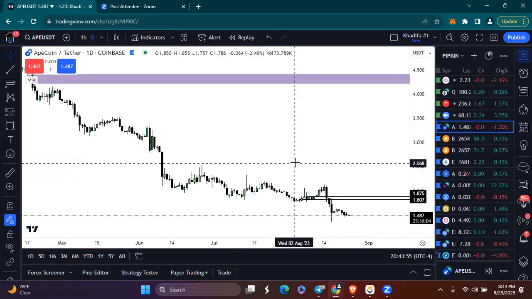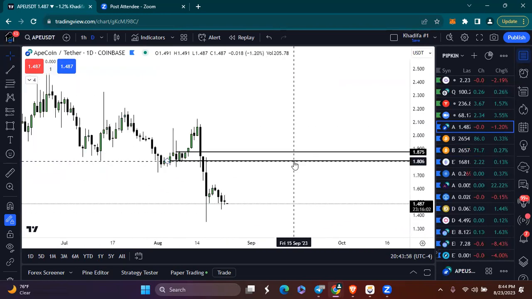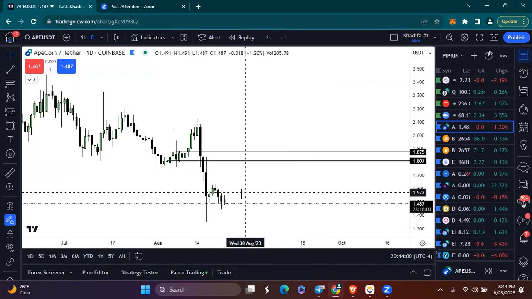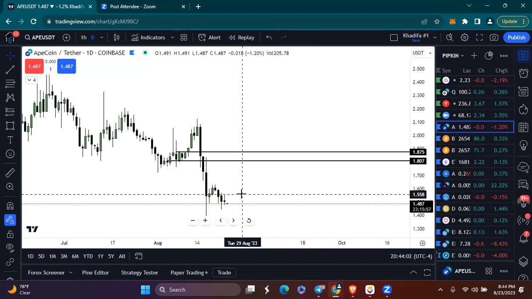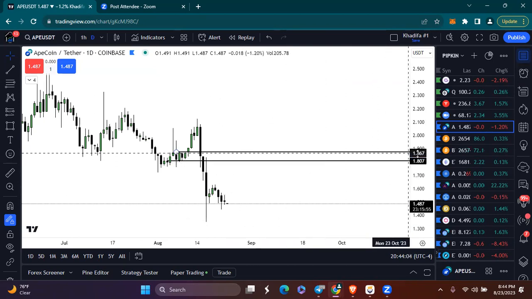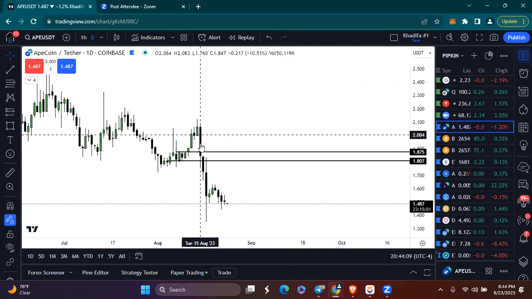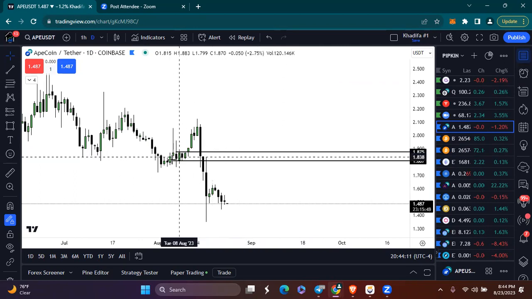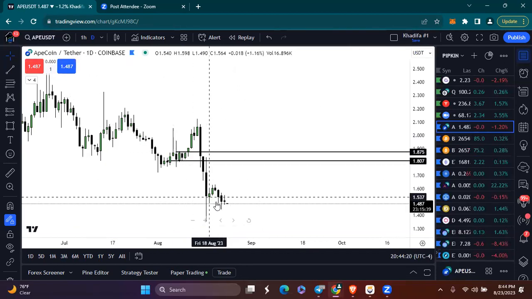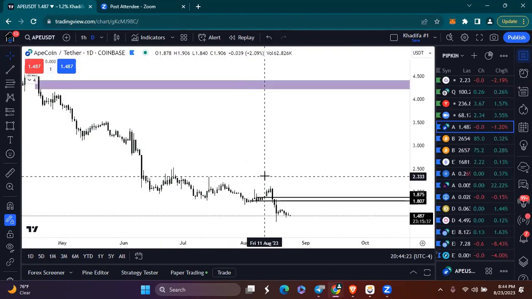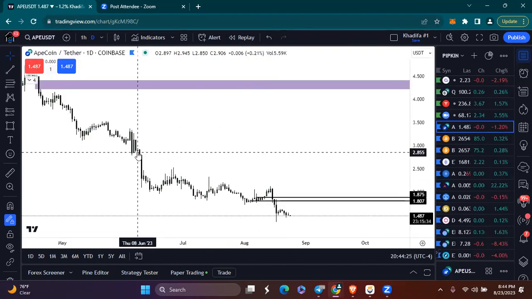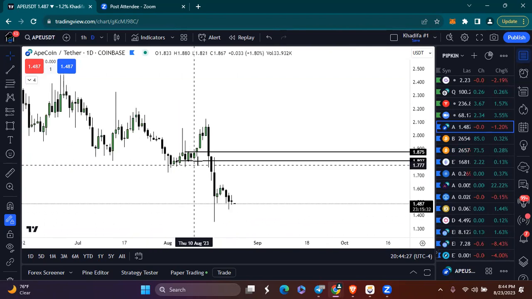ApeCoin, $5 cost average in at $1.50. Now I'm just waiting for us to break back above 180 and 187. Find some fill in this imbalance. Find some support on top of these levels, this structure right here, right? That these levels are encasing, and push on up. Fill in this imbalance, get on up to about 280.